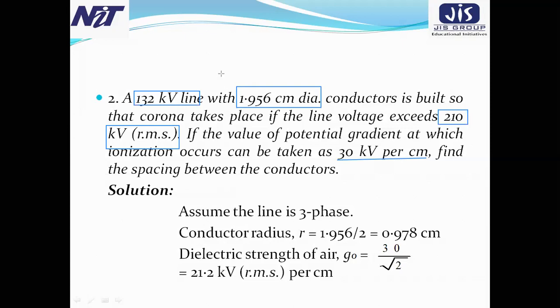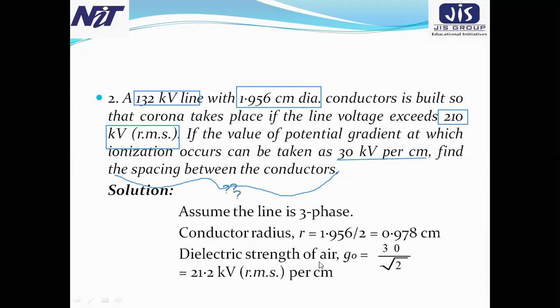So here we will find the spacing, that is the distance between the two conductors. So what is our aim? To find the spacing between the conductors. This is actually our aim. So let's solve the problem. First, assume the line is in three phase.